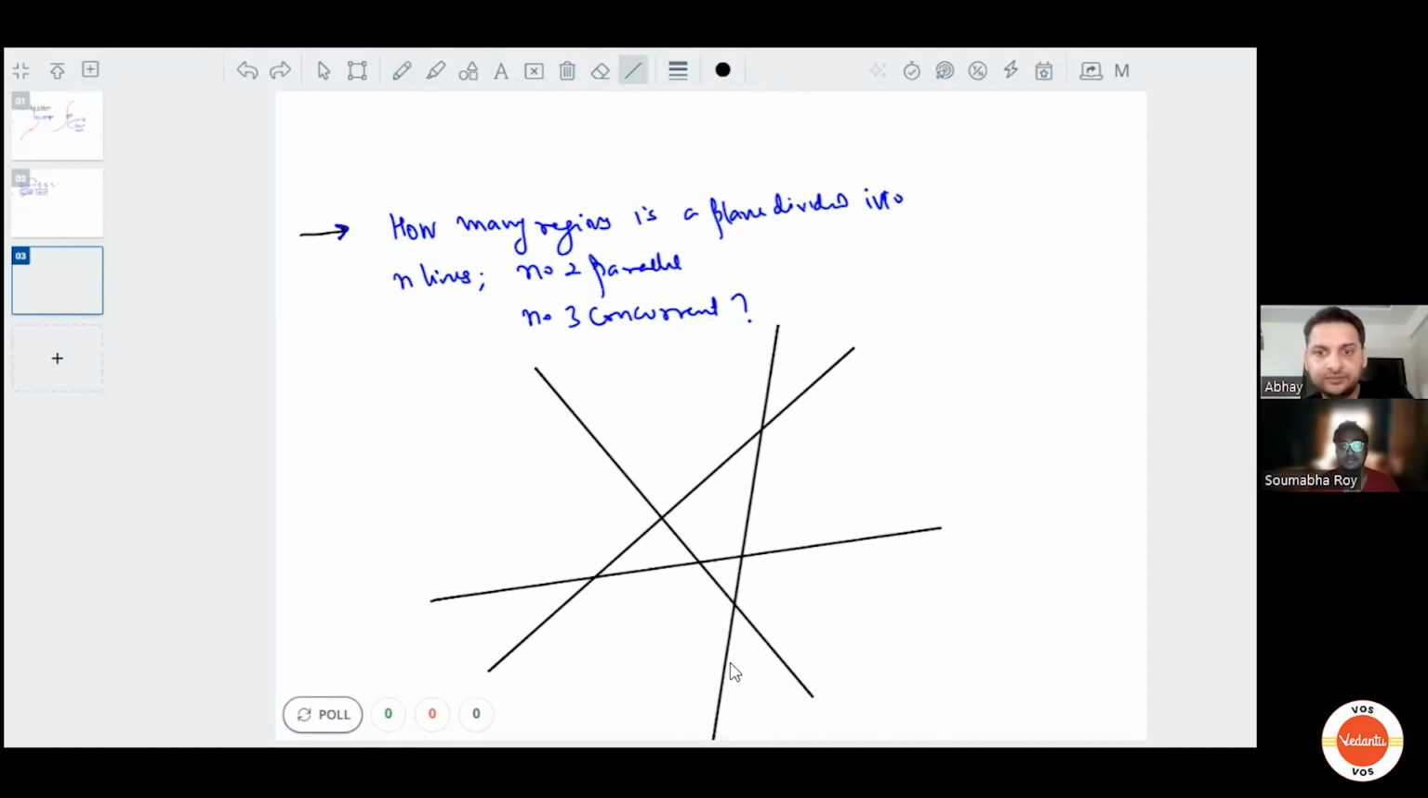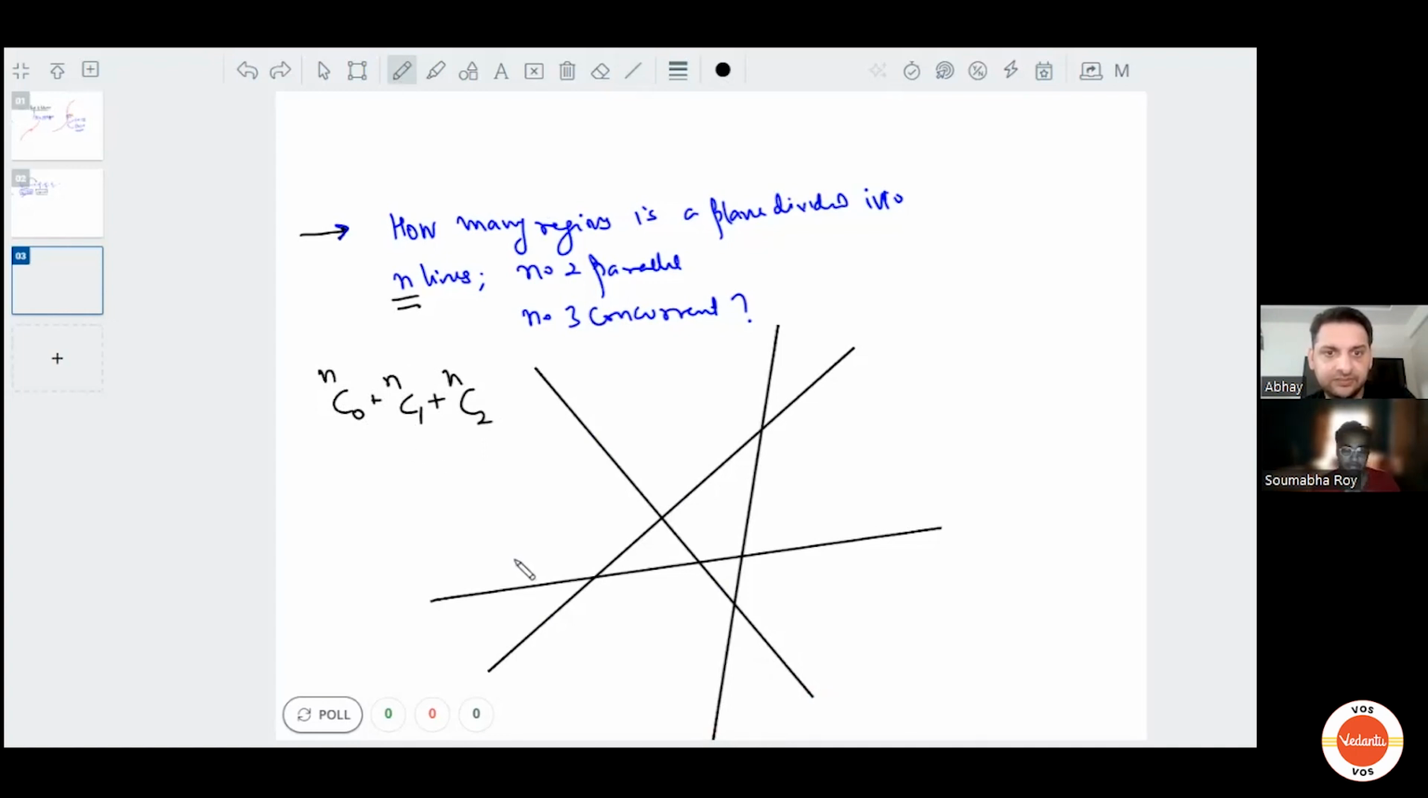Sir, I think the answer is n choose 0 plus n choose 1 plus n choose 2, like 1 plus n plus n choose 2, where there are n lines. Okay. I can prove it by induction.